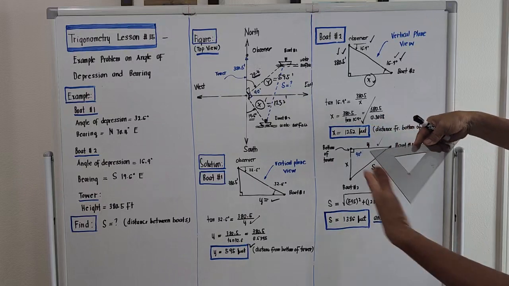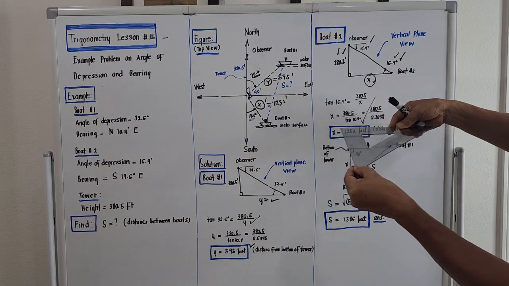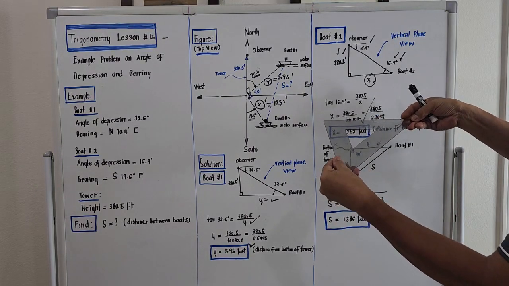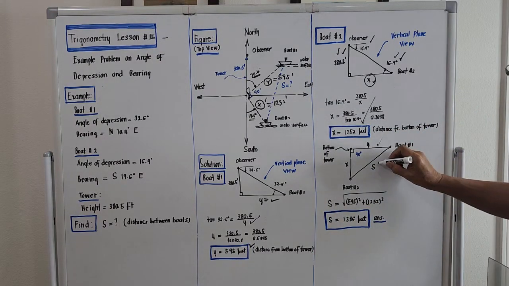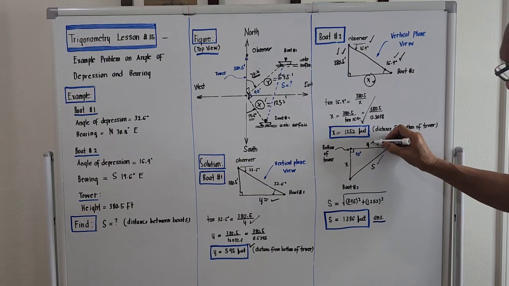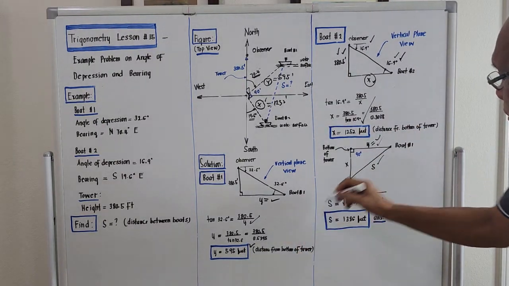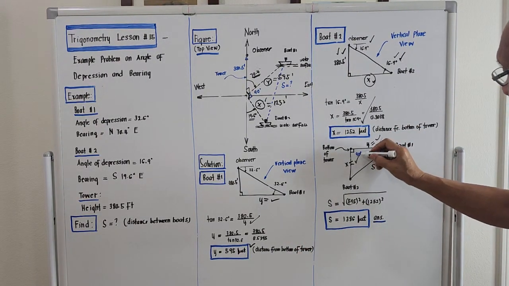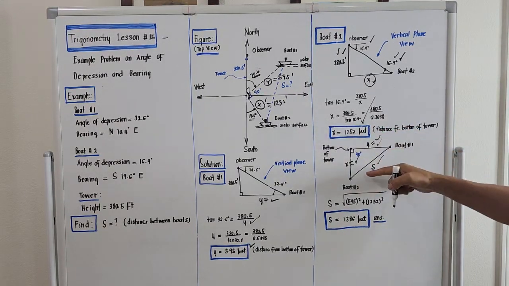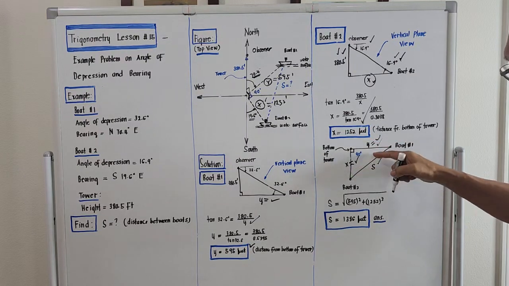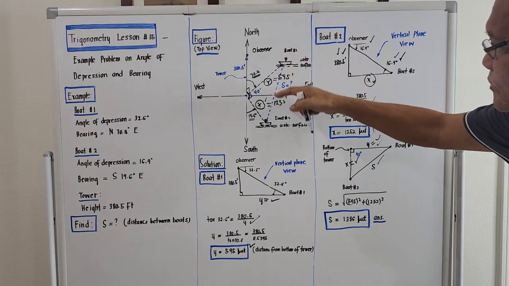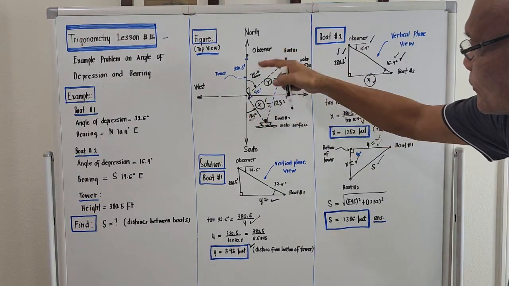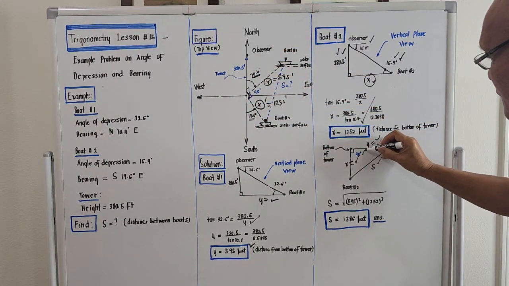This is y, this is x, this is boat number 2, this is boat number 1. So the distance between the boats is actually this side here. It's this. So we are given y. We have computed already for the value of x. Okay. We know exactly that the angle between y and x is 90 because 70.4 plus 19.6 is 90. So 90 plus 90 will be 180, a complete half revolution. So this is 90 degrees to be exact.